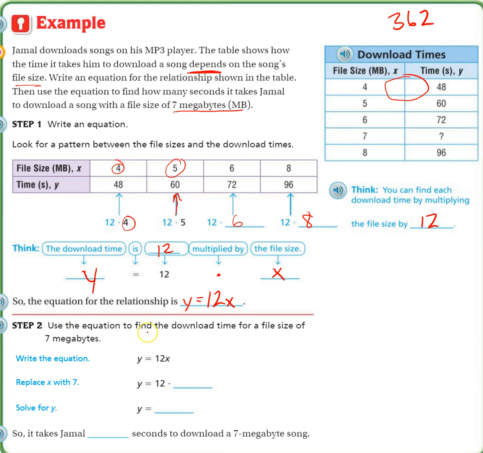Okay, step 2, use the equation now to find the download time for a file size of 7 megabytes. So here's our equation. We're going to plug in 7 now for our x. So it's going to be 12 times 7. And I'll let you go ahead and do that math to find out the value for y, which would be the number of seconds it takes to download a 7 megabyte song. So again, you're going to multiply 7 times 12, and that's what's going to go in both of these spots.